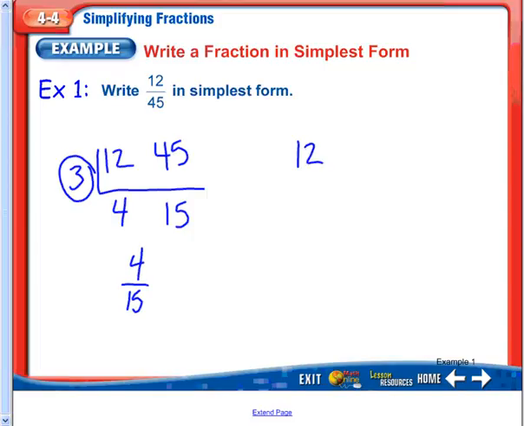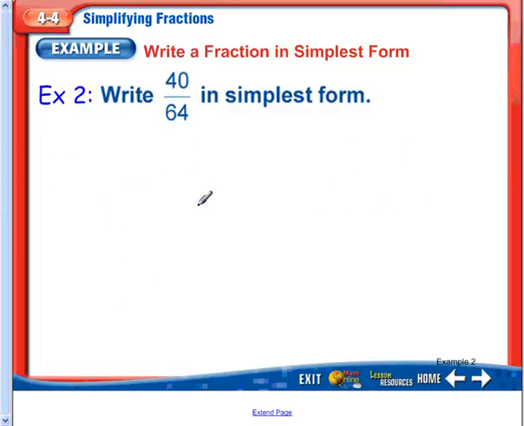Another way to show this would be to write the fraction 12/45 and to divide both top and bottom of the fraction by 3 to get 4/15. You can do this method when you already know the greatest common factor. However, if you don't currently know the greatest common factor, you can use the L method and know that at the end you will have your answer.